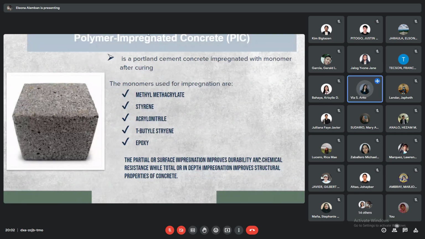So polymer impregnated concrete is Portland cement concrete impregnated with monomer after curing. What are those monomers used for impregnation? These are methyl methacrylate, styrene, and so on. The partial or surface impregnation improves the durability and chemical resistance, while total or in-depth impregnation improves structural properties of concrete. Next.